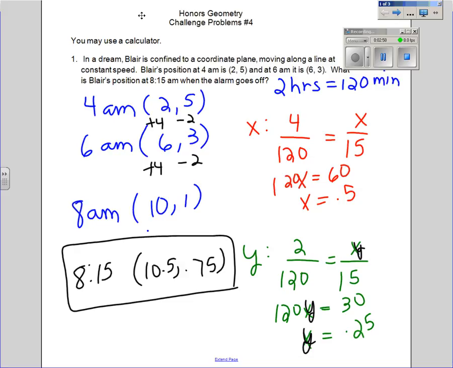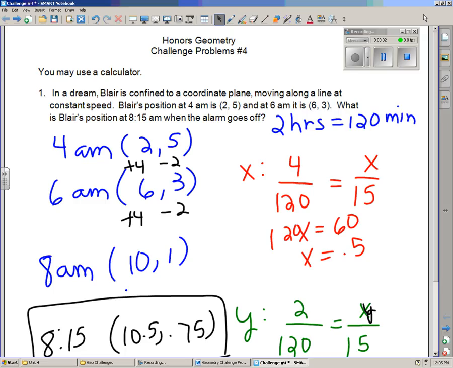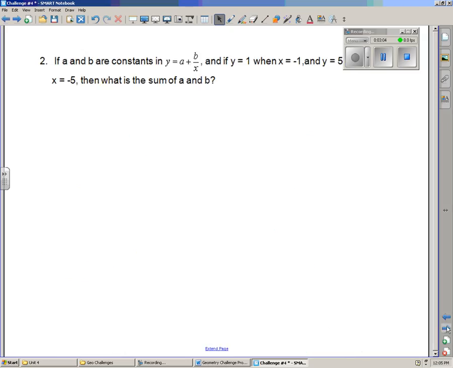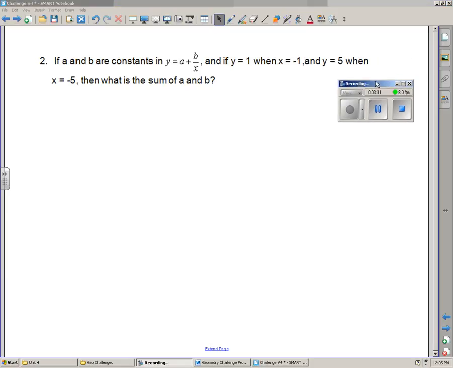Okay. Let's try the next one. This one says a and b are constants and y equals a plus b over x. If y is 1 when x is -1 and y is 5 when x is -5, what's the sum of a and b? It's just a matter of substitution.